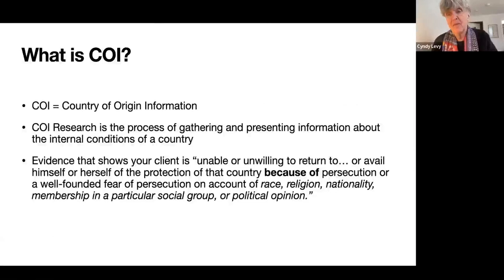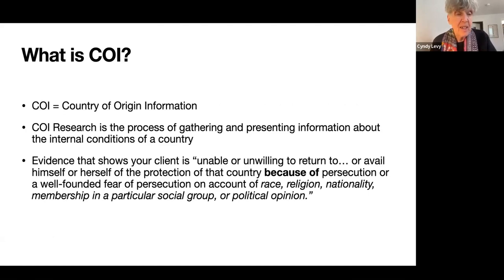First of all, what is COI? Country conditions. COI stands for Country of Origin Information. It's the process of gathering and presenting information about the internal conditions of a country in order to provide evidence for the basis for asylum for a specific case.